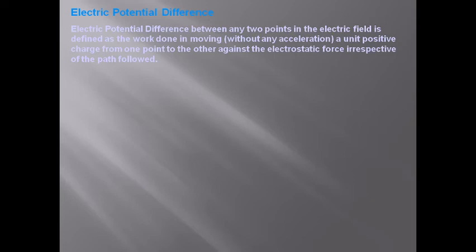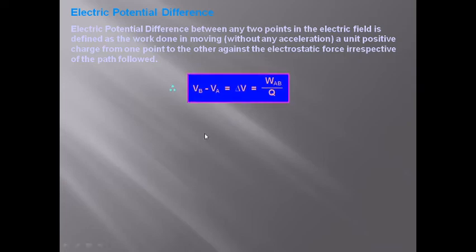Now next is, what is electric potential difference? Electric potential difference between any 2 points in an electric field is defined as the work done in moving, without any acceleration, a unit positive charge from one point to another against the electrostatic force, irrespective of the path followed. So VB minus VA means the potential difference between the 2 points, that is delta V also we can write, is equal to work done in moving the charge from one point to another per unit charge, that is Q.